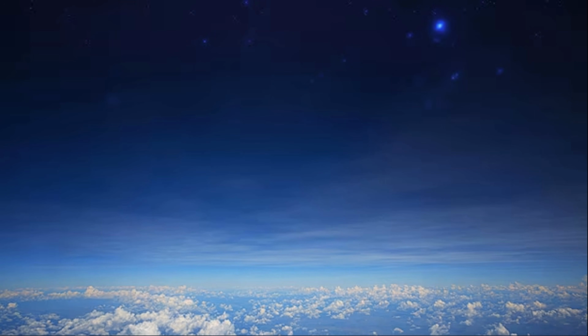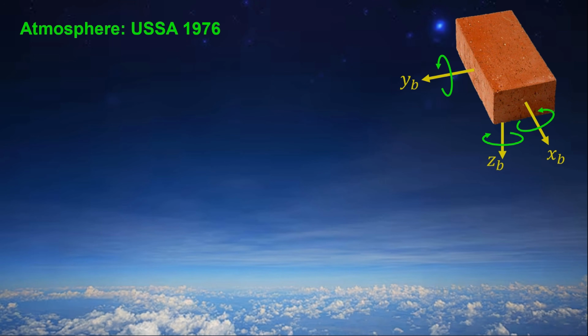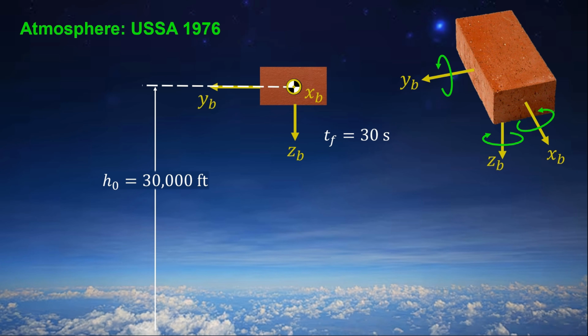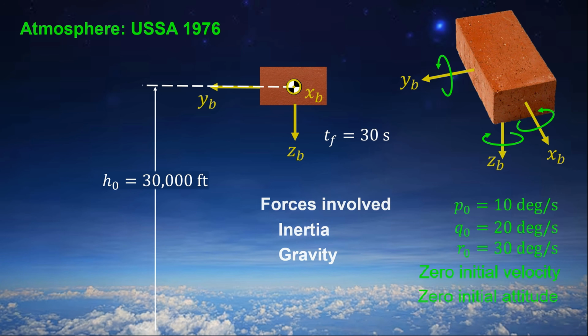The next atmospheric test case is a tumbling brick without aerodynamic forces. Again, it's dropped from 30,000 feet for 30 seconds. There are non-zero angular rates of 10, 20, and 30 degrees per second in the roll, pitch, and yaw rate states. The initial velocity and attitude are 0. This verification case will test the angular dynamics and the Euler kinematics.